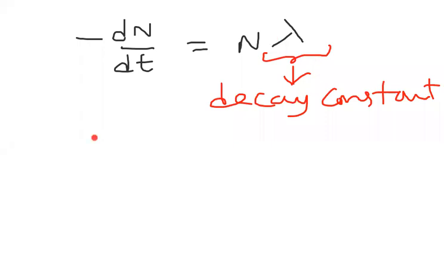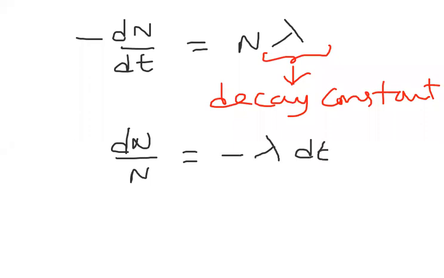So from this information, I can write dN by N is equal to minus lambda into dt. I just shuffled the terms: N I brought to the denominator, and dt I have taken to the right side, and I got the expression dN by N equal to minus lambda dt. Why are you doing it like that, sir? Because I want to do the integration process. Why are you doing the integration process, sir? What is the purpose of doing integration here?